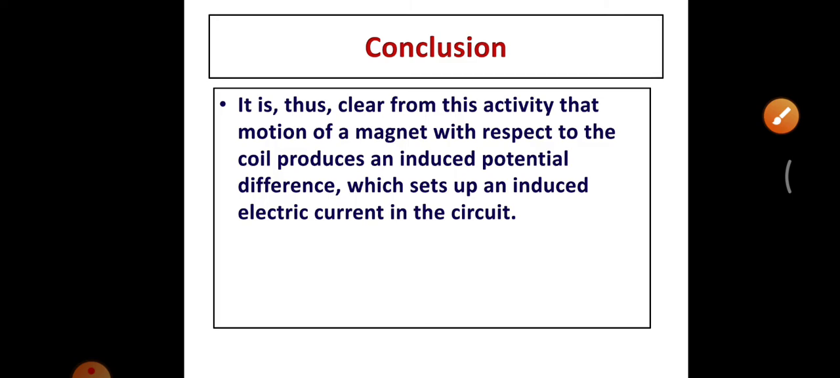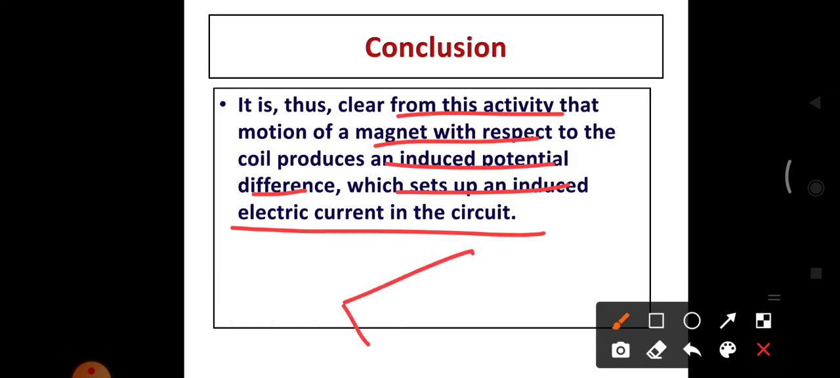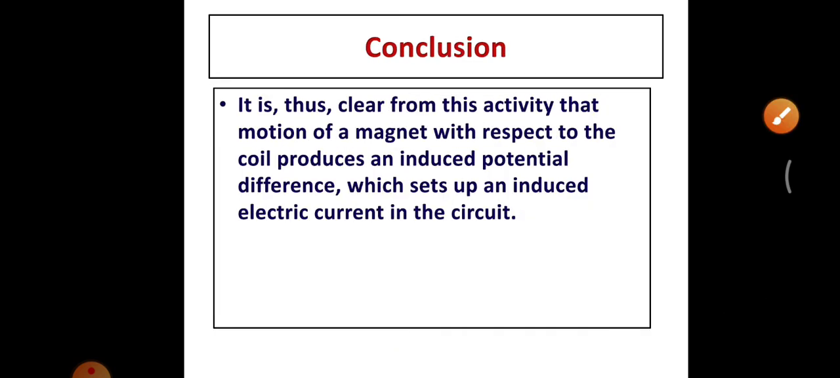So the conclusion of this activity is that the motion of a magnet with respect to the coil produces an induced potential difference, which sets up an induced electric current in the circuit. So how can we generate the electric current? By moving a magnet into the coil, we can induce the electric current. This was discovered by Michael Faraday.